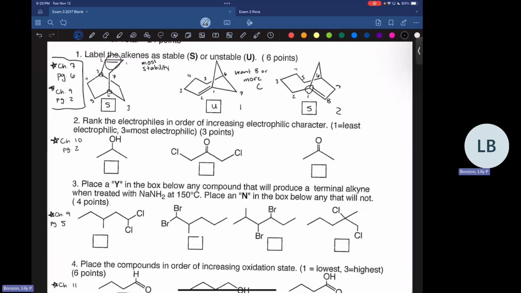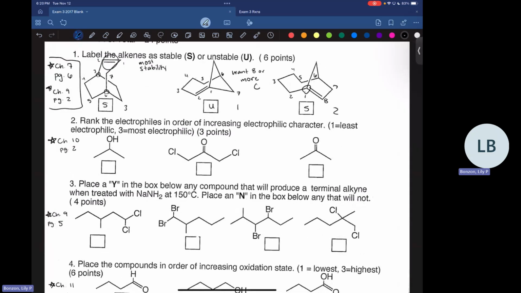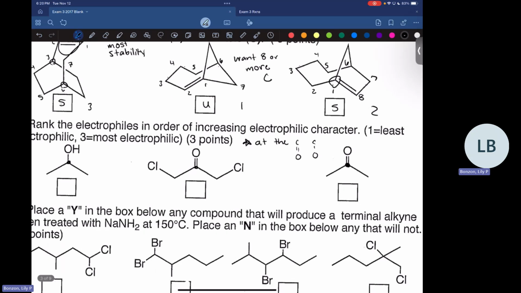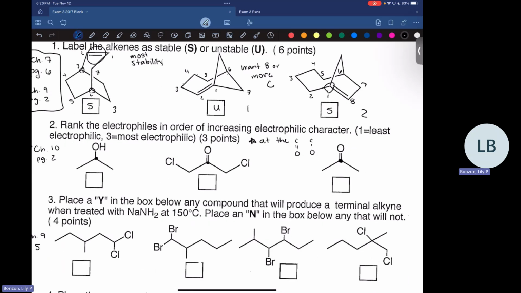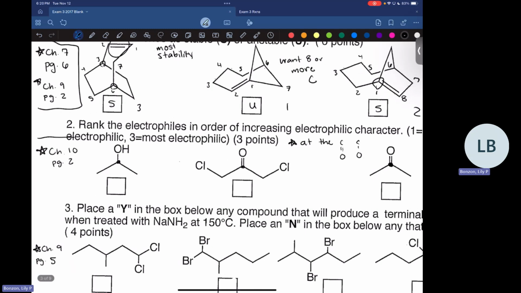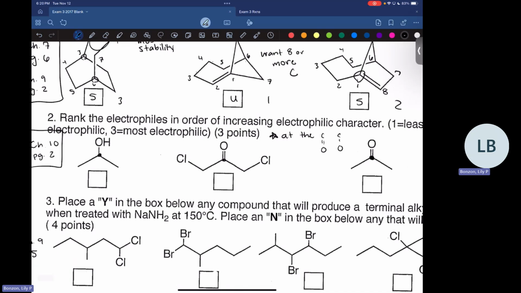Okay, so moving on. The next question that we have is electrophiles in order of increasing electrophilic character. And Dr. Bean mentioned to me to amend this. So she means at the carbon attached to the oxygen. So we're going to be looking at the electrophilic character of those specific carbons. So chapter 10, page 2 could be helpful for this. So electrophilic character just means it's going to be positive or partially positive.